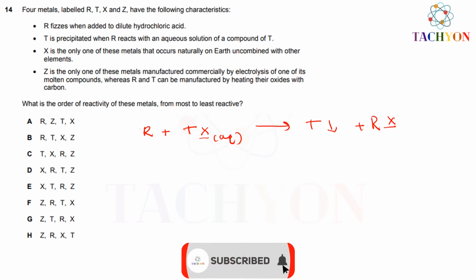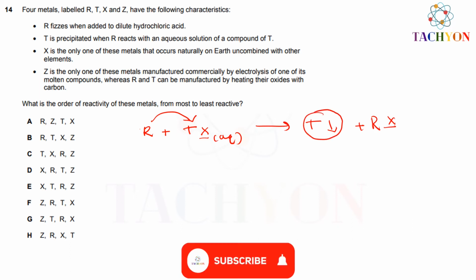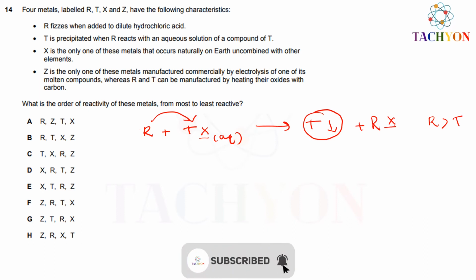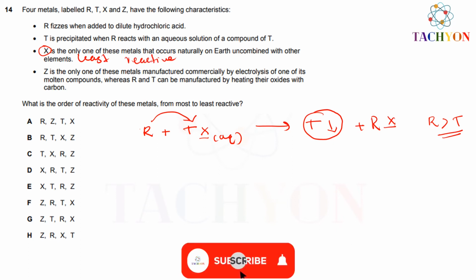Again, we cannot say exactly what X is, it can be anything. So R is displacing T, that is why you are getting the precipitate of T. So you can say R is more reactive than T. That's the first statement you can understand. Second, X is the only one of these metals that occurs naturally on Earth uncombined with other elements, like gold. Gold is the least reactive, that is why it is available in the earth crust in the uncombined form. So X is the least reactive.